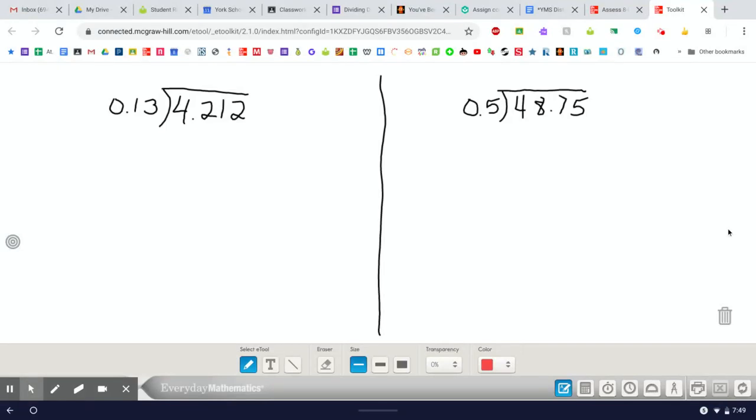Good morning. These are both of the questions you were asked yesterday in math. Let's review them together. Step 1. I'm over here on the left now with 4 and 212 thousandths divided by 13. Step 1, do you know what it is?